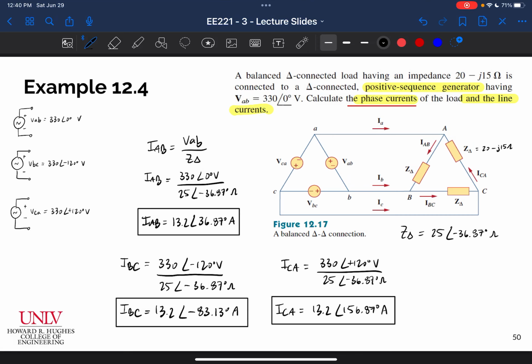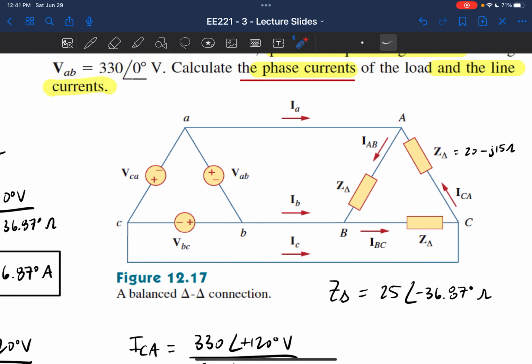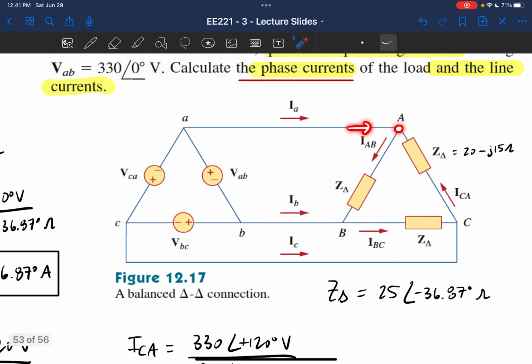All right, so again, we found the phase currents here, but we still need to find the line currents. To start off, let's take a look at IA. How are we going to solve for IA? Well, we know that IA is equal to this current minus this current, right? Or the sum of the currents entering the node is equal to the sum of the currents leaving the node.